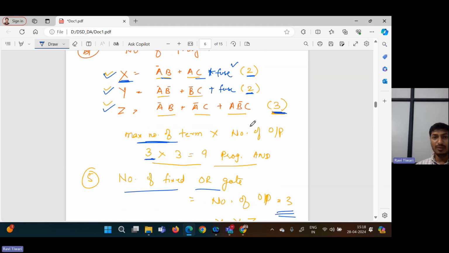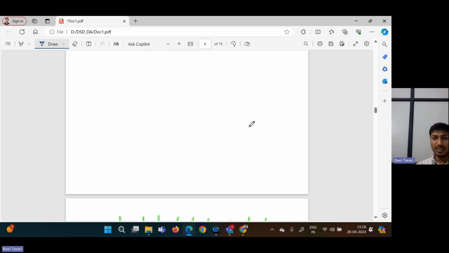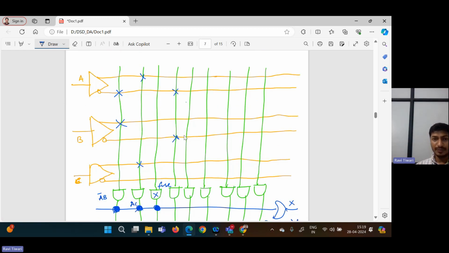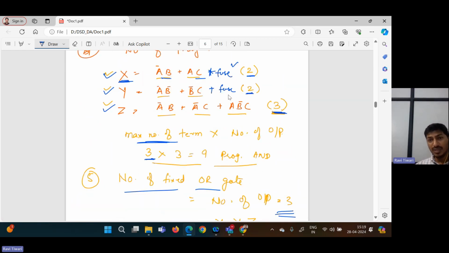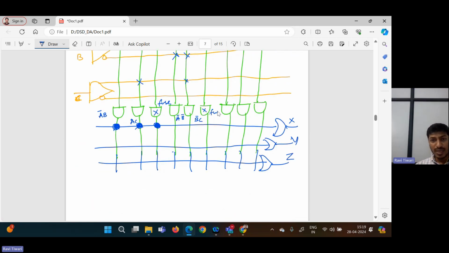Now we will think about Y. Y is having A bar B bar plus B bar C. So here we are having A bar, this is B bar, and the next term is B bar C. Here also we will write down this is A bar B bar, and this is B bar C. And as we are not having any third term, that will be compensated by using a fuse. So that we are making it a fuse. And as we know that OR gates are fixed here, that will be connected with a bubble like this. And that will be your Y.